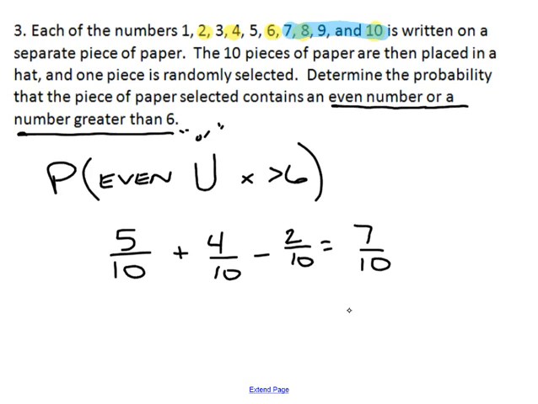7/10. Now, you could also just go through and identify all the ones that work. If you're looking for probability of even or greater than 6, just go through and highlight every one of them that works. Turns out there's 7 of them. Okay? All right.